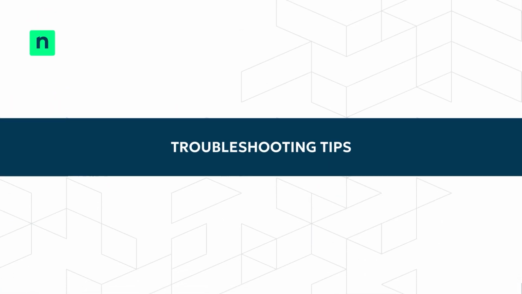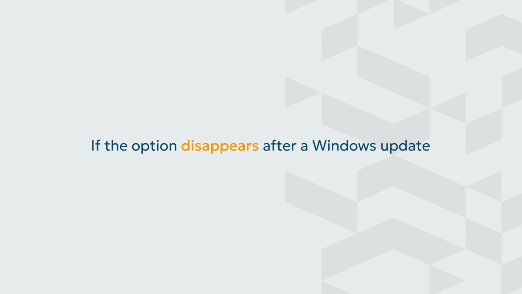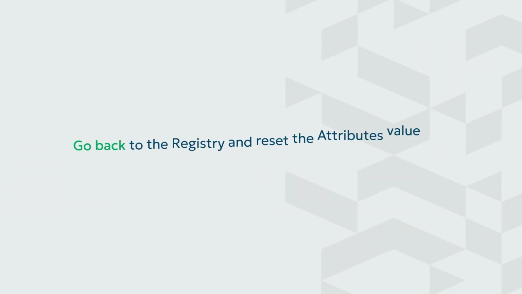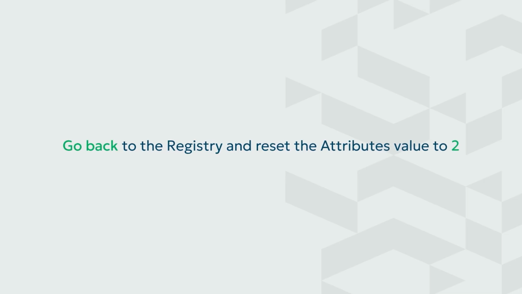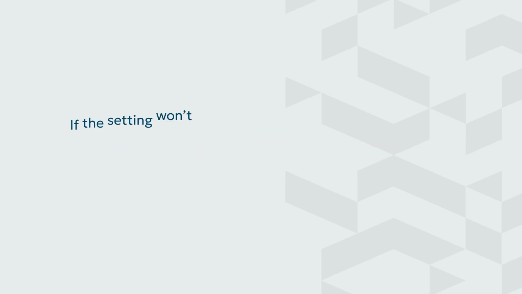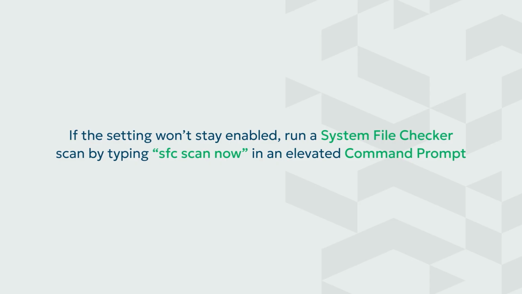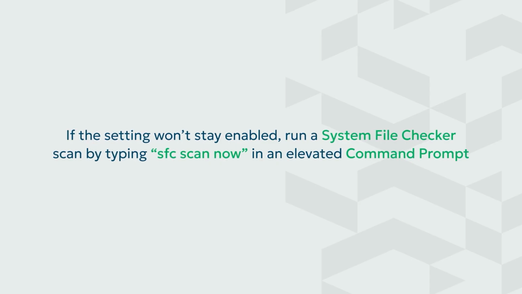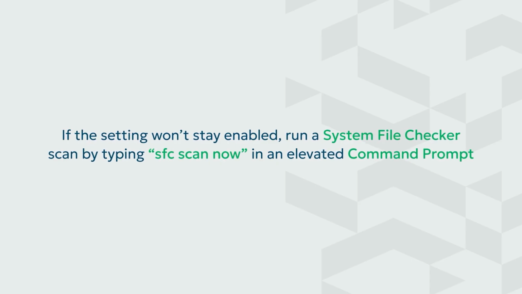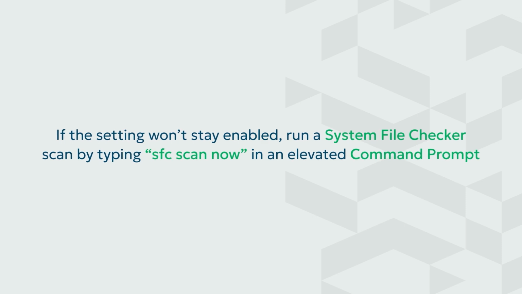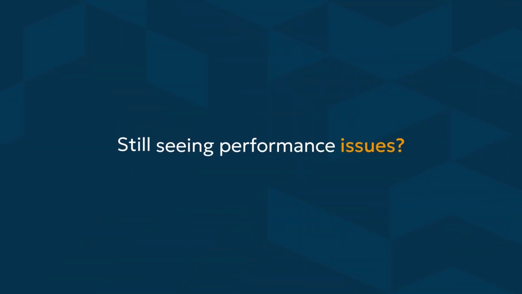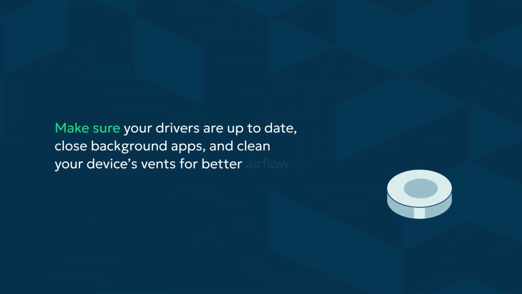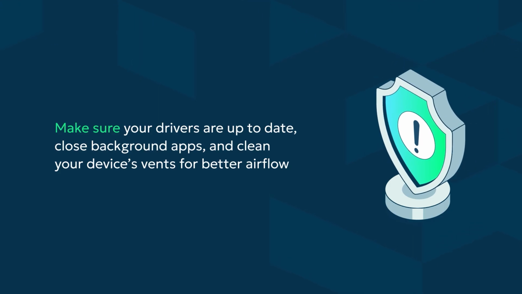Troubleshooting tips. If the option disappears after a Windows update, go back to the registry and reset the attributes value to 2. If the setting won't stay enabled, run a system file checker scan by typing sfc /scannow in an elevated command prompt. Still seeing performance issues? Make sure your drivers are up to date, close background apps, and clean your device's vents for better airflow.